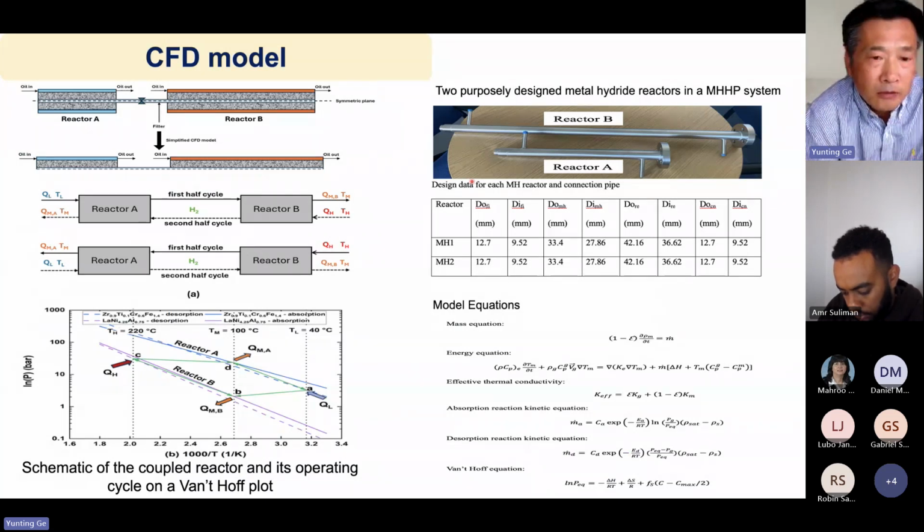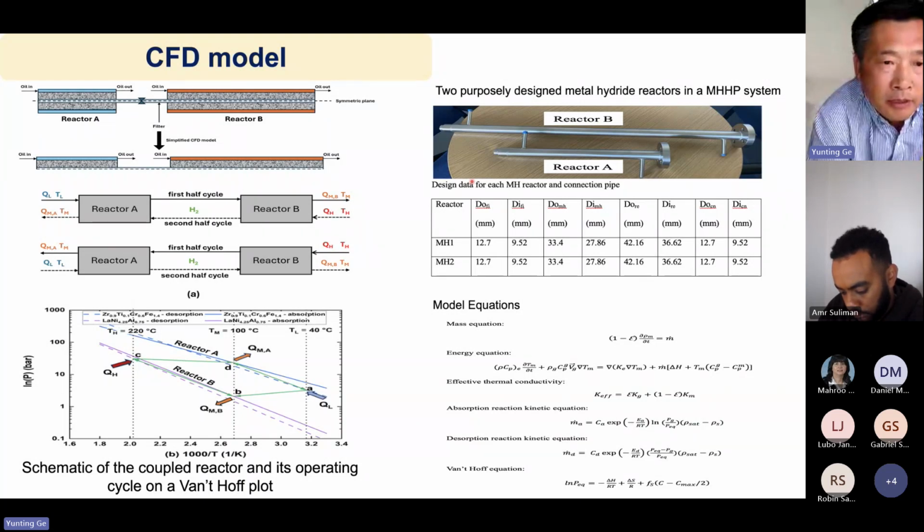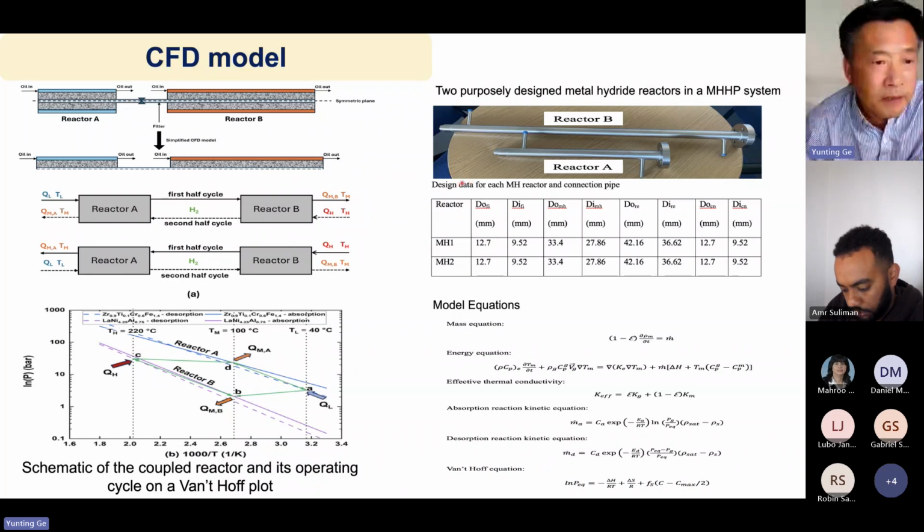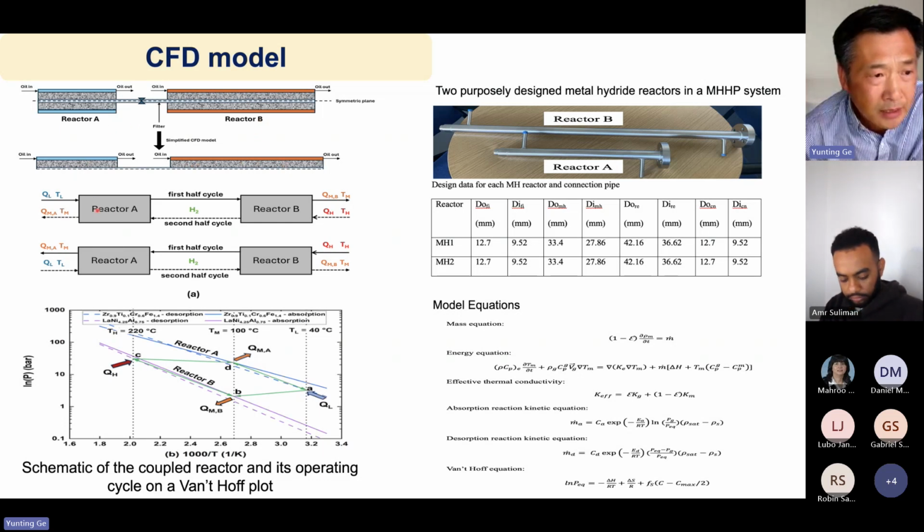We will slowly produce some experimental results, but before we get any experimental results, we have developed detailed modeling for the whole metal hydrogen heat pump system. We utilize the CFD method to develop the models. This is the reactor. Because of the chemistry, we just simulate half of the reactors, A and B. And this shows you the half cycle of this reactor pair.